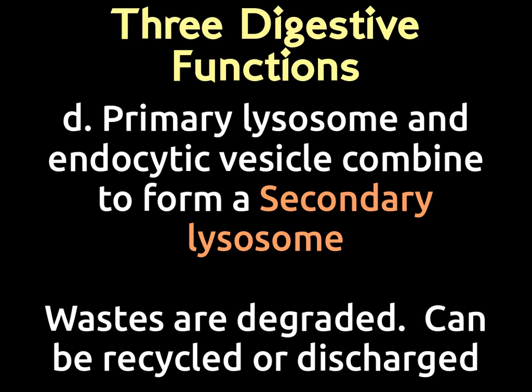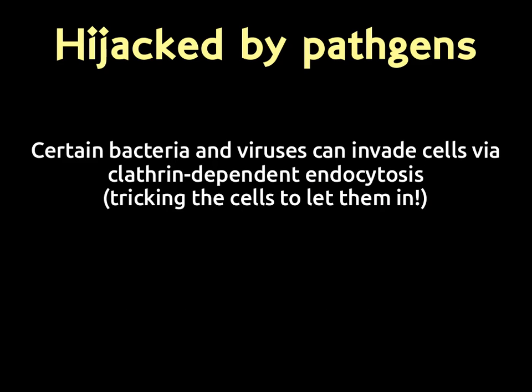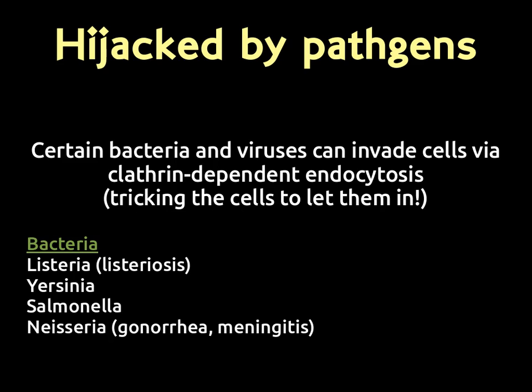And that's mostly good. Sometimes it's kind of bad because there are also a reasonable number of pathogens that hijack the clathrin-mediated endocytosis pathway. So certain bacteria and viruses will actually invade the cell through this pathway by essentially mimicking or activating the receptors that are used to start the formation of this endocytic vesicle and then getting themselves endocytosed.